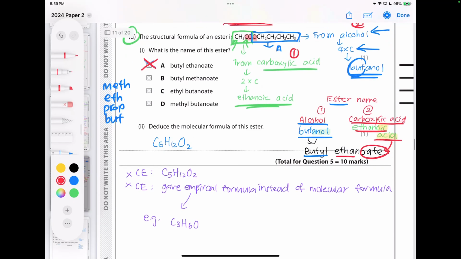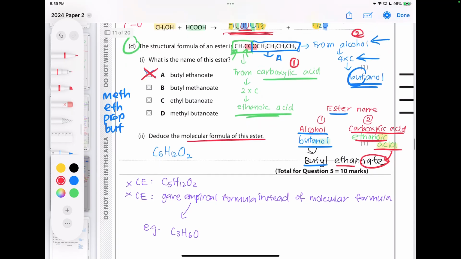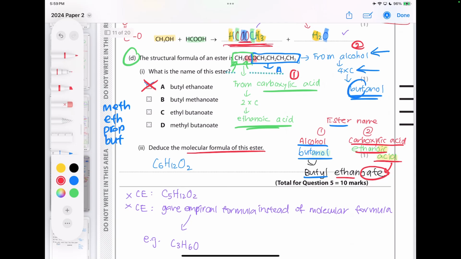Okay, and finally you need to deduce the molecular formula of the acid. What you see here is the structural formula. Structural formula is basically writing based on the number of C's. Here we got 1, 2, 3, 4, 5, 6, so 6 different C's, and what's around the C's is how we write the structural formula. But for molecular formula, you can just put the number of C's together. So a total of 6 C's, 12 H's, and O2.